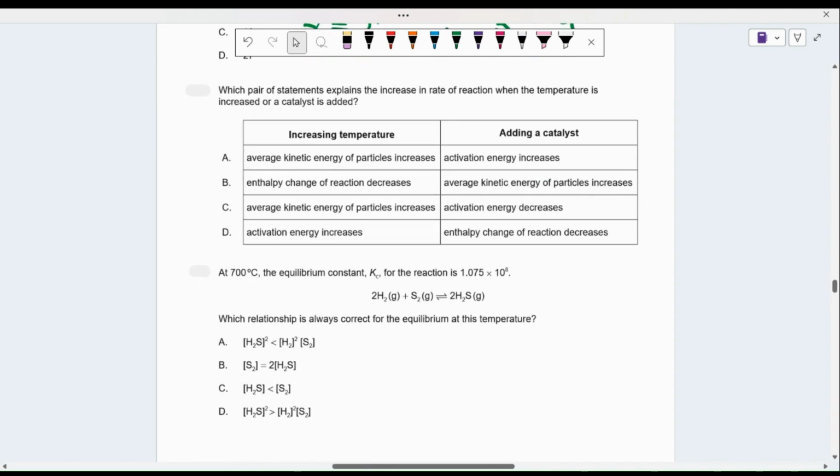Which pair of statements explains the increase in rate of reaction when the temperature is increased or a catalyst is added? So the temperature is all about the average kinetic energy of particles. So if we're increasing the temperature, then we're also increasing that kinetic energy of the particles. So A or C. When we add a catalyst, that's all about the activation energy. The activation energy decreases if we add a catalyst, so that will be C.